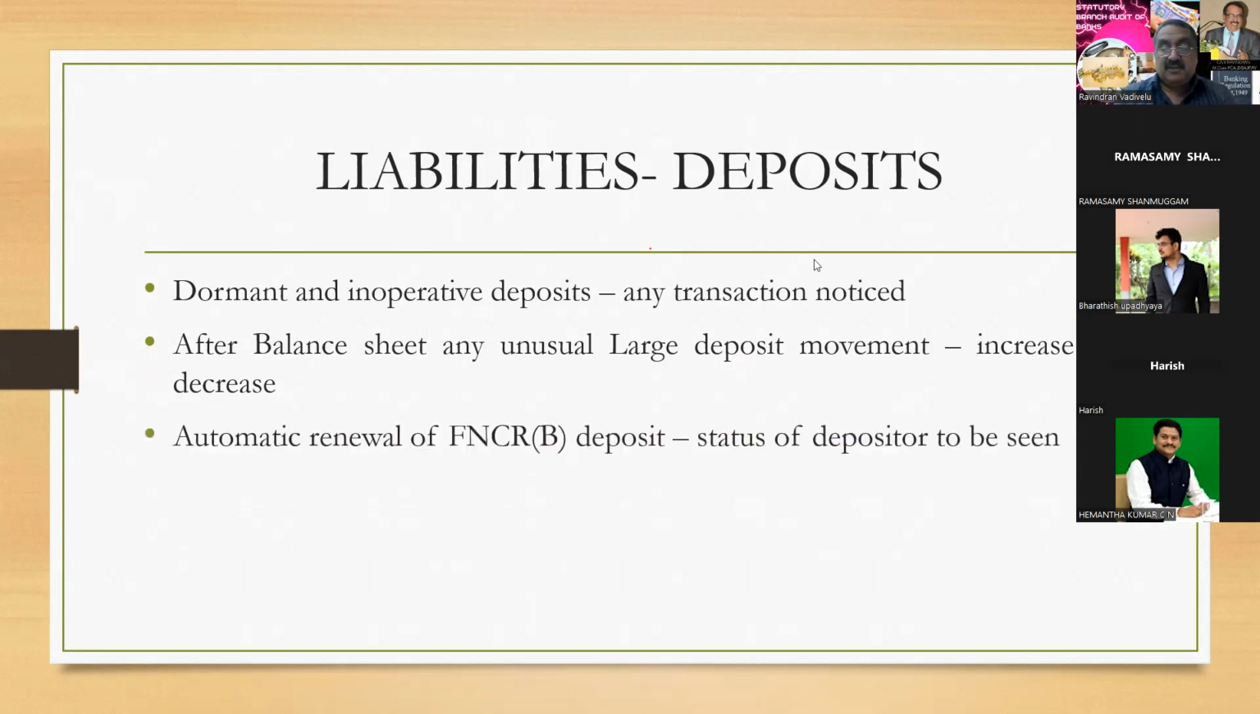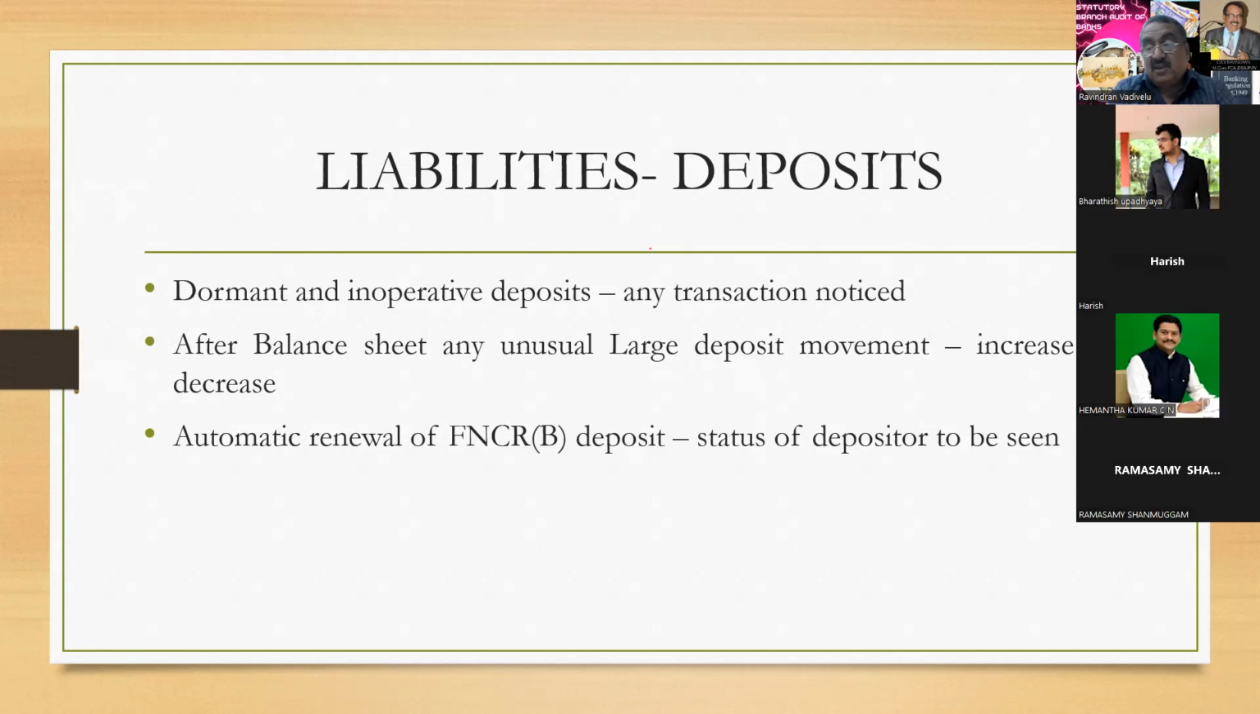And automatic renewal of FCNR deposits: the status of the depositor has to be reviewed. This is another important area. Now the automatic renewal concept is there for FCNR deposits. It is an NRI deposit. It is FCNR, not FNSCR. The status of the depositor matters, because only an NRI can hold FCNR deposits. Suddenly this NRI has come to India and changed status from NRI to resident. If the depositor has become a resident, then he has no right to hold the FCNR deposit. So in case of automatic renewal, the branch manager has to confirm whether the NRI status continues or not. For this, you have to ask the manager, if there is any FCNR deposit, have you confirmed the status of the depositor?